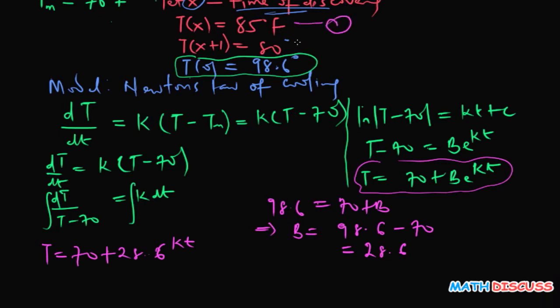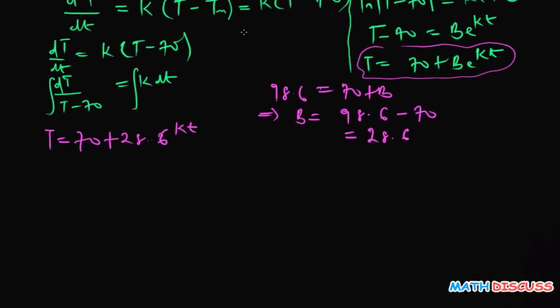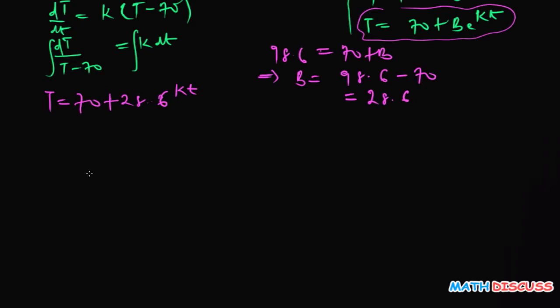Let me call this condition 1 and call this condition 2. So the first condition says when t is x, our big T is 85. So when t is x, big T is 85, which I'm going to write as this. So we have 85 equals 70 plus 28.6 to the power k times.